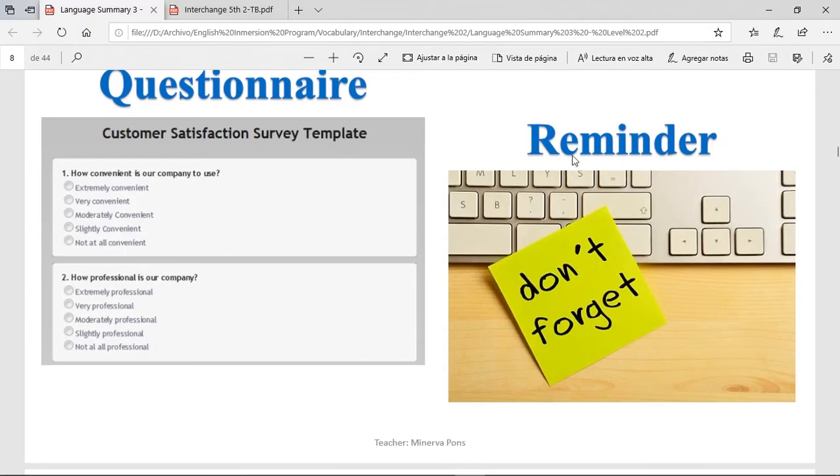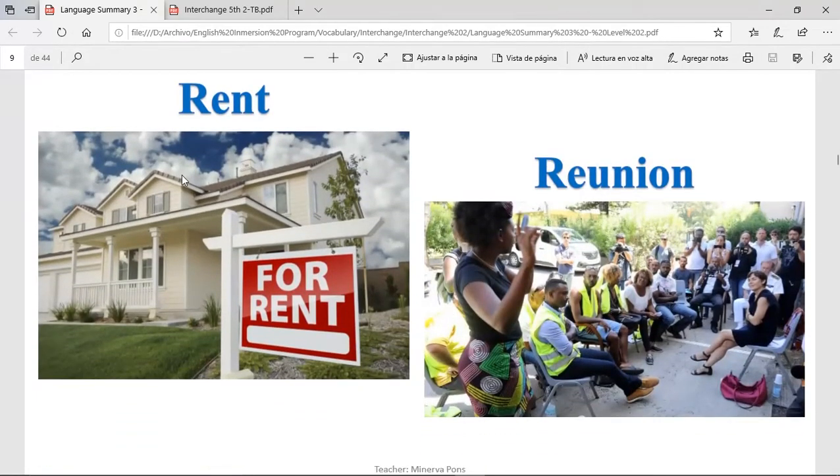Reminder. A reminder is something that reminds you to do or to complete something, or about something. For example, you can use this post-it and put it in a place that you know you're going to see at some moment in the day as a reminder. To rent, or rent. Rent is when you are living in a place that is not yours, but you pay for it. For example, if this house is for rent, you can rent it, then you start living there, but every month you need to pay. Okay, and it's never going to be yours. You're renting it.